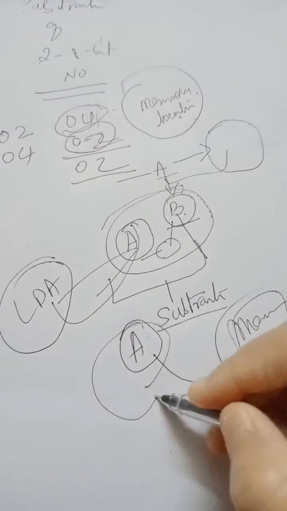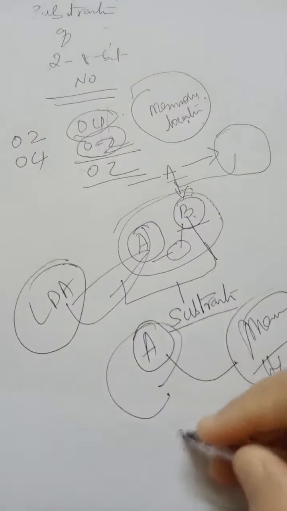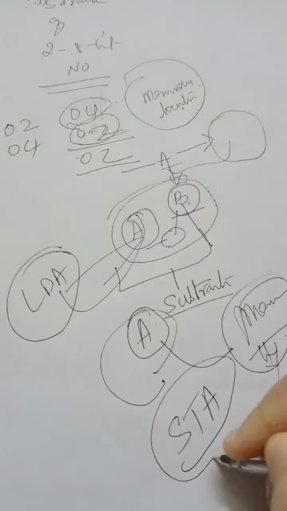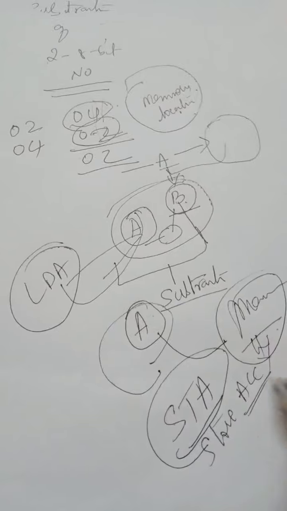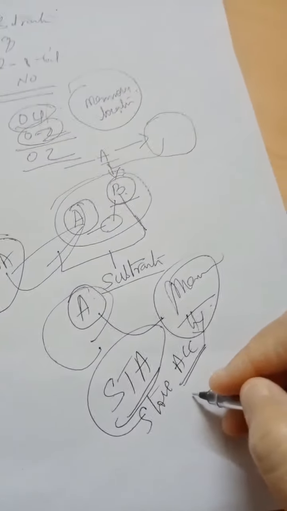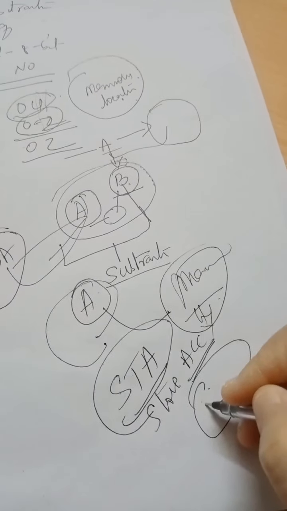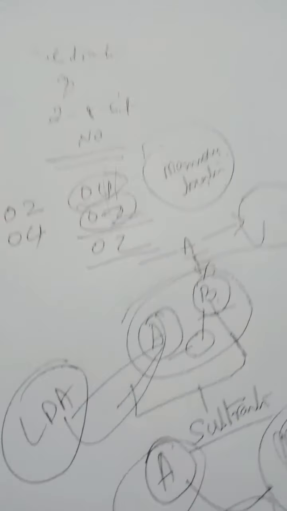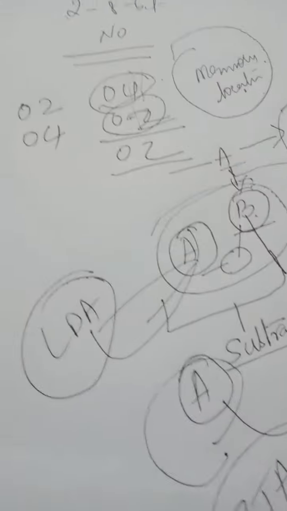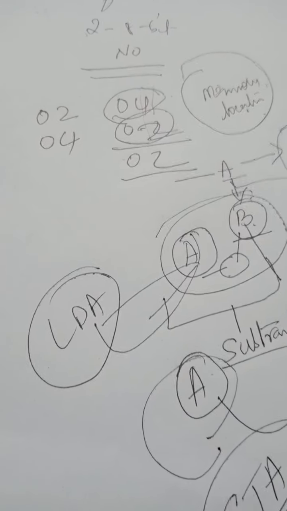So for seeing the result on a memory location, you have to use the STA instruction. STA means store accumulator data at a particular memory address. You can give any address, 8860, 8850, whatever you want. Okay, so this is our concept for subtraction of 8-bit numbers. Now we will start writing the program.